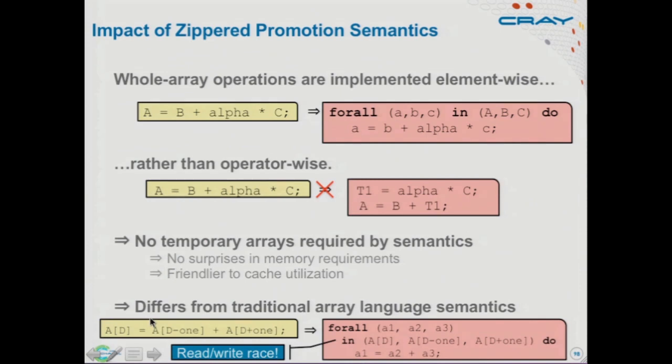But because we take the zippered forall semantics, and because I'm using the same array on both the left-hand side and the right-hand side, this actually is a data race, because at the same time, some task may be overwriting some of the values that haven't yet been read by the other. So this is just something to be aware of. In our experience, this doesn't actually come up much in practice.